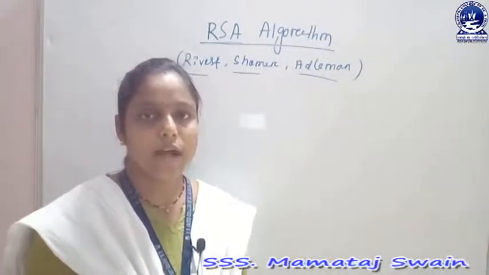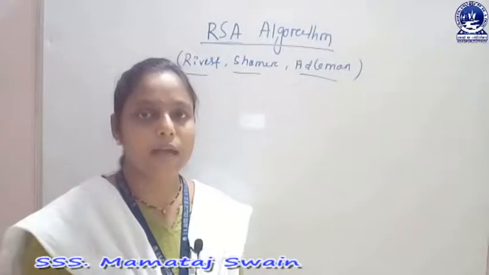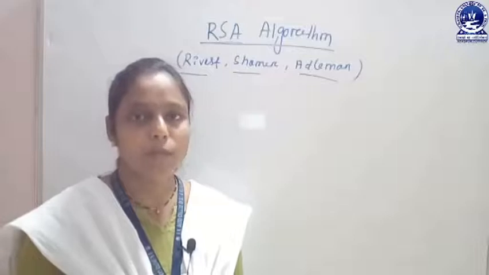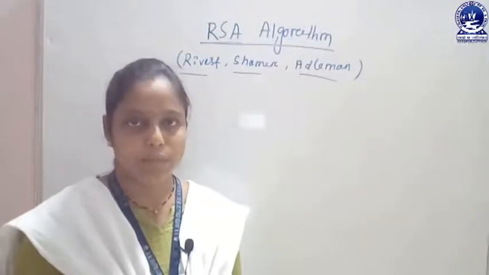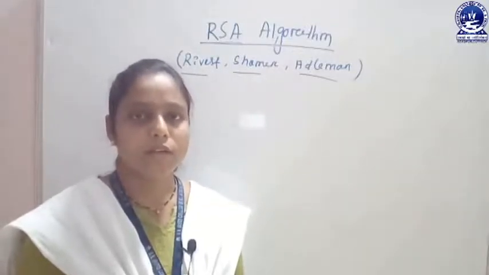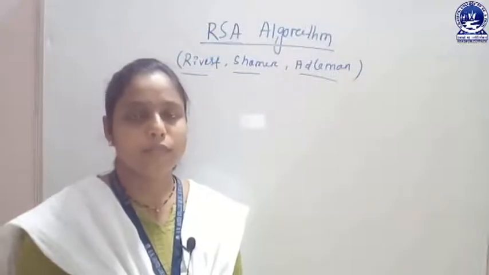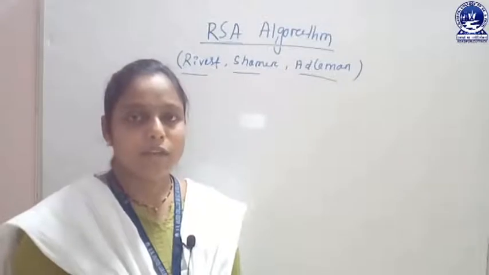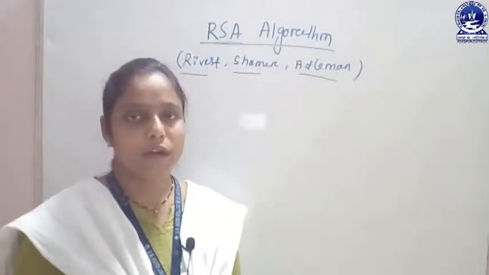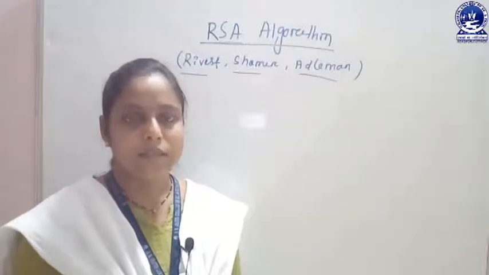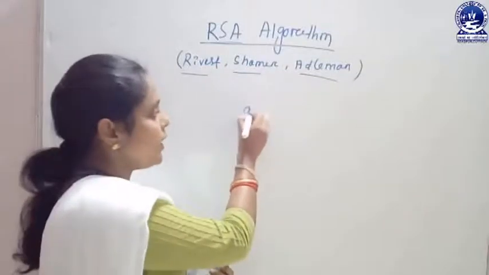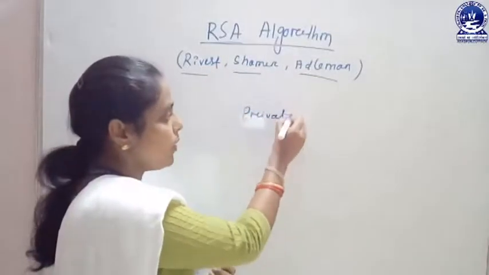In this lecture, I am going to discuss the RSA algorithm. This RSA algorithm is one of the public key crypto system algorithms, which I have already discussed in my previous lecture. What is a public key crypto system? In a public key crypto system, there are two keys used for both encryption and decryption. These two keys are the private key and the public key.